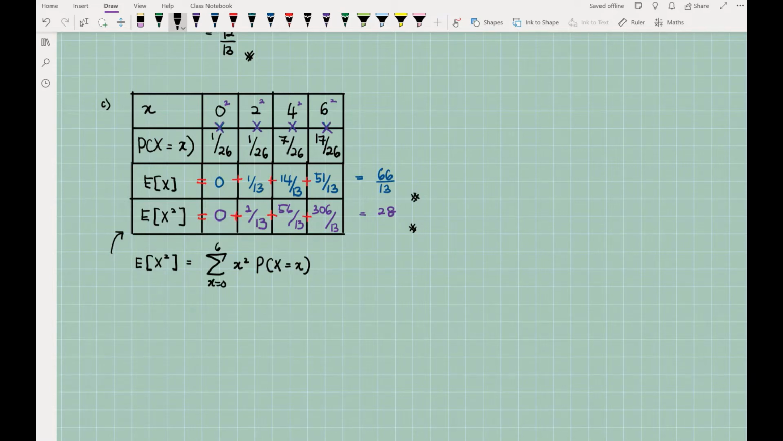So why do we need this value 28? Jawapannya adalah because to calculate the variance, we are going to have to use the formula yang mana variance of x is equal to expected value of x square minus with expected value of x bracket square. So we are going to just put in the value. Saya akan dapat 28 minus with, so my expected value of x adalah 66 over 13 square. So if you calculate this, you are going to get the answer is equal to 376 over 169. So that will be your variance untuk soalan nombor 2.